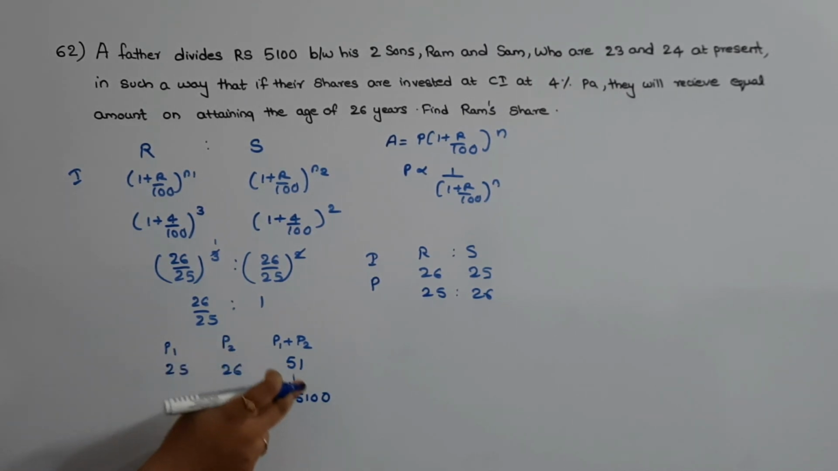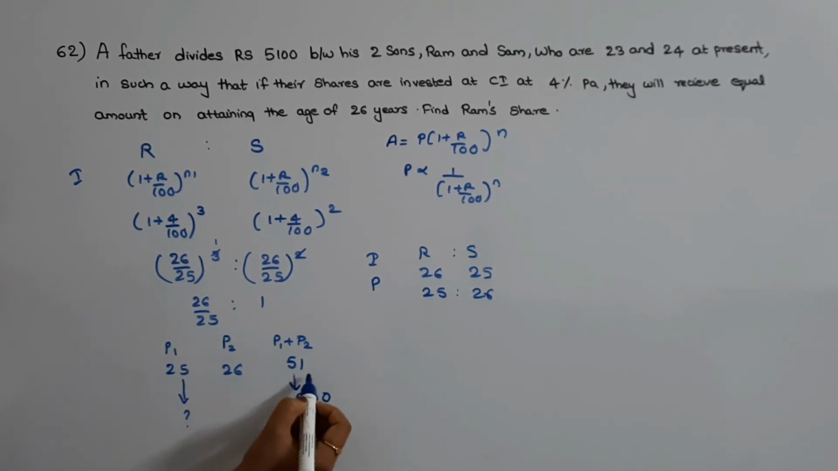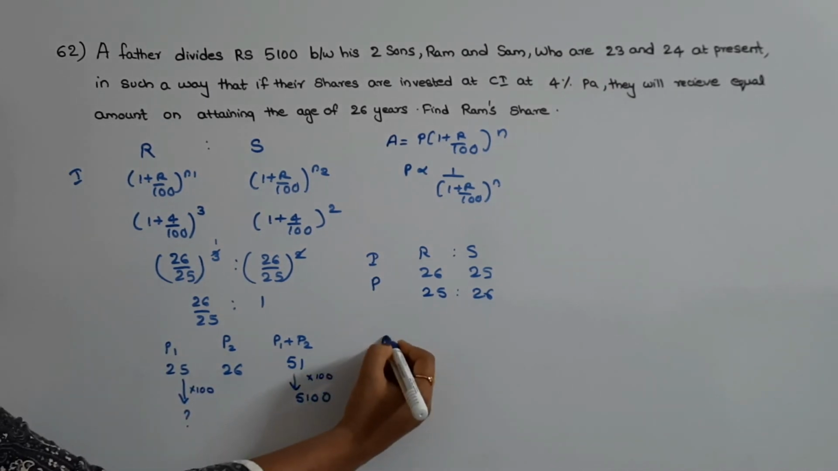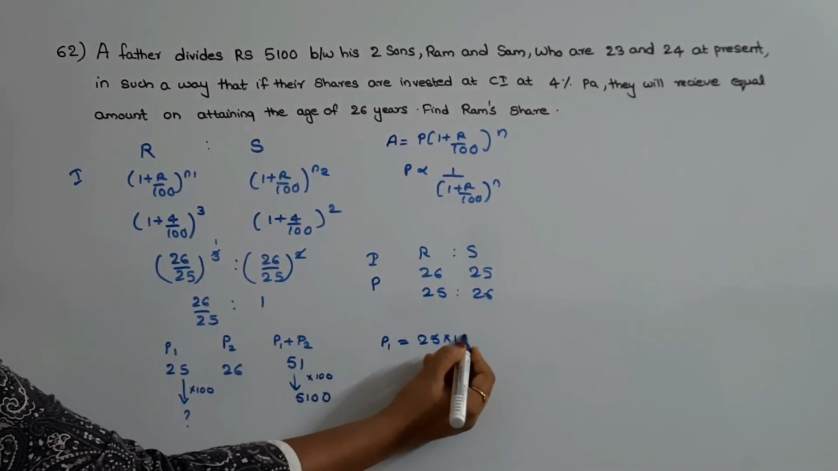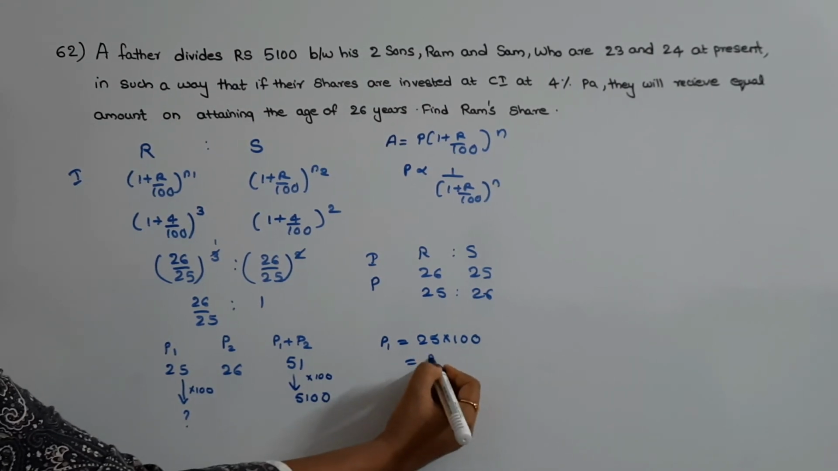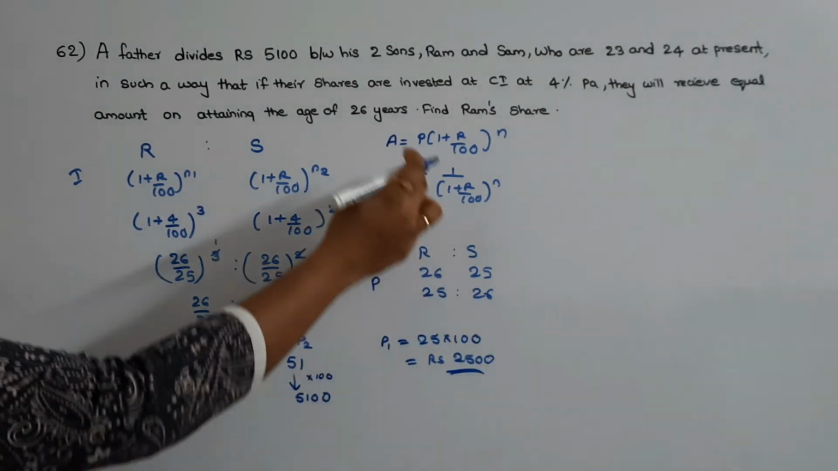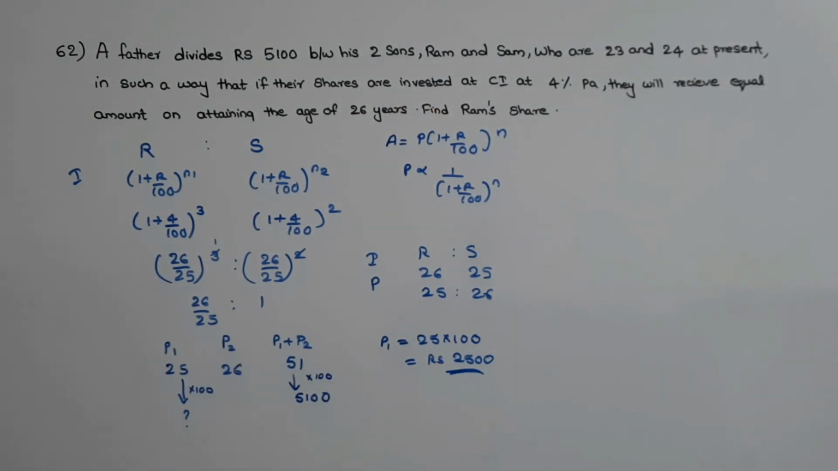So if 51 can be written as 5100, how can we write 25? See, 51 into 100 is 5100. So here also we need to multiply by 100. Hence, P1 will be equal to 25 into 100. So that is equal to rupees 2500. Hence, the principal for Ram, or the Ram share, is rupees 2500.